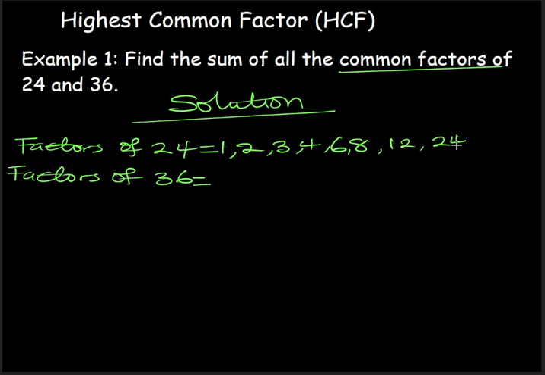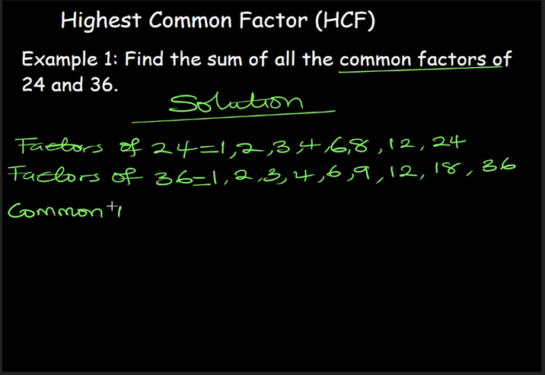24, and then factors of 36, we have 1, 2, 3, 4, 6, 9, 12, 18, and then we have 36. So these are the factors. So the next thing we are going to look at is the common factors.